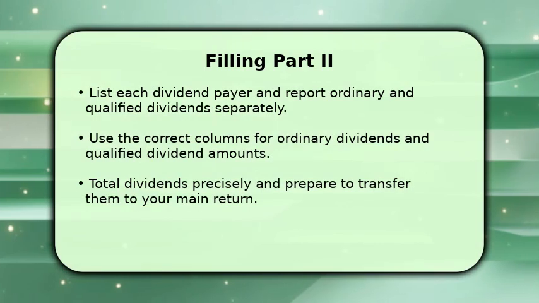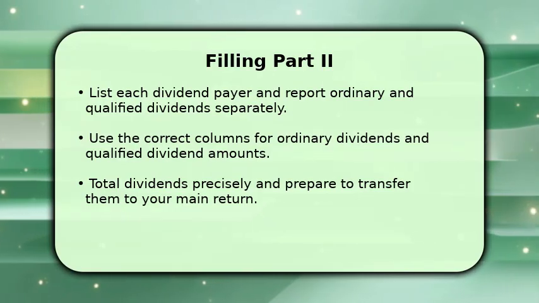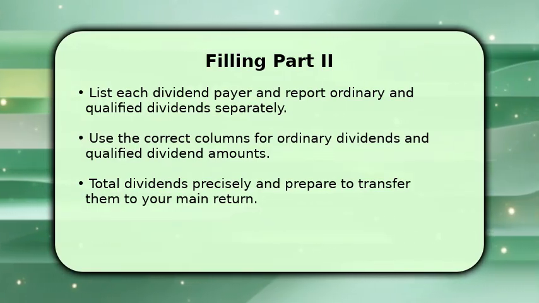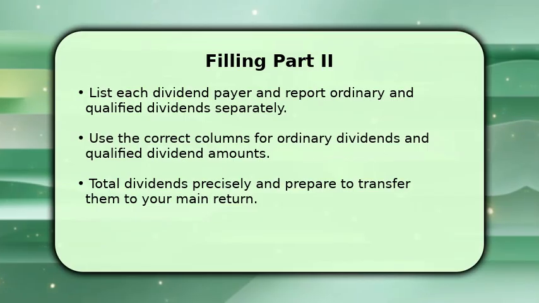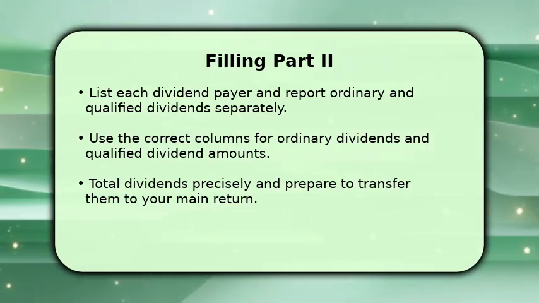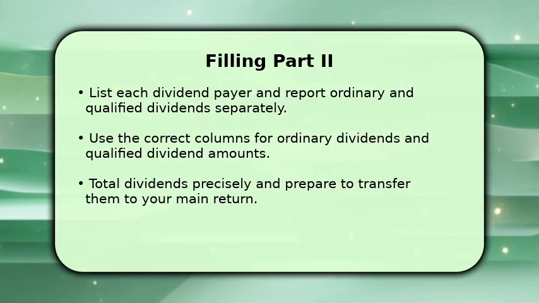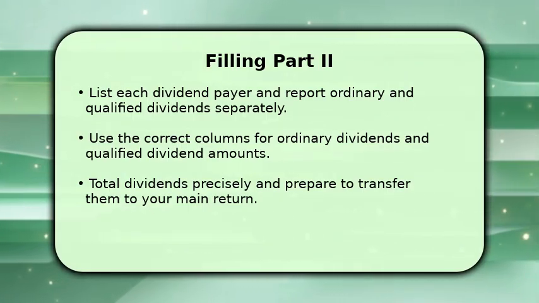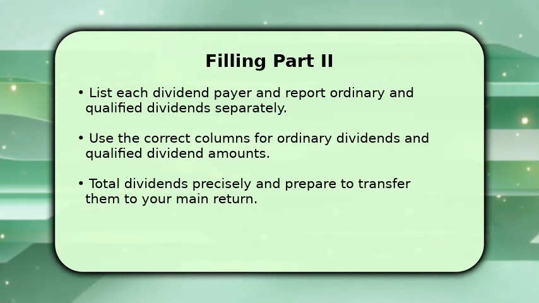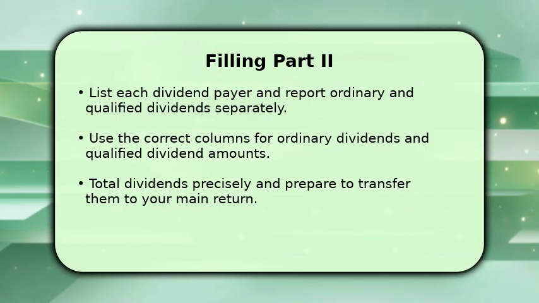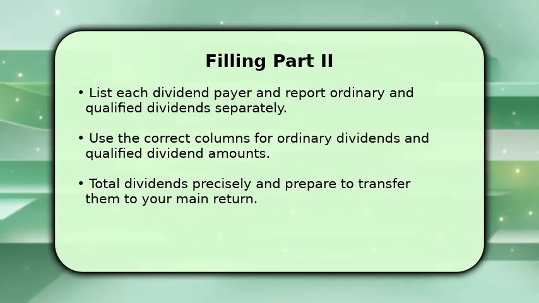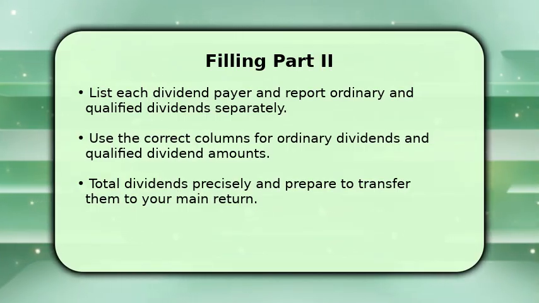For Part Roman 2, enter each dividend payer and record ordinary dividends in the main column. Identify qualified dividends clearly and place them in the separate column for preferential tax treatment. Sum all dividend amounts and verify totals against your 1099 DIV statements. If you received amended dividends, use the updated figures. Keep documentation handy in case you need to reference a specific payer when finalizing your return.